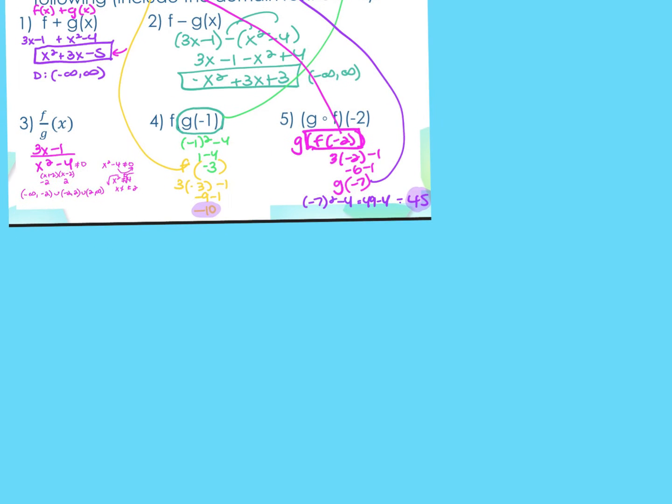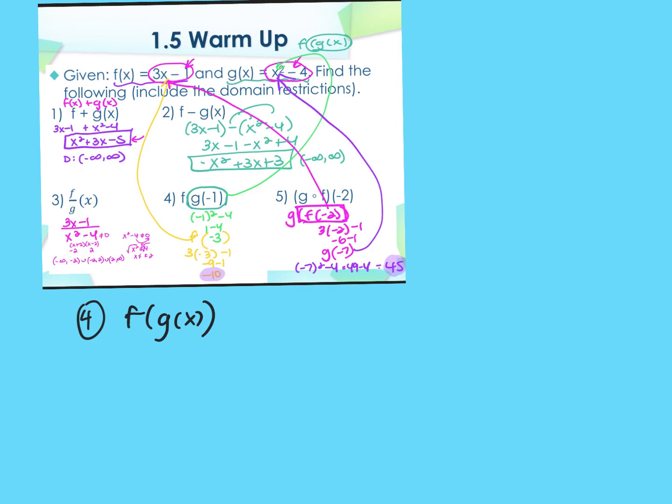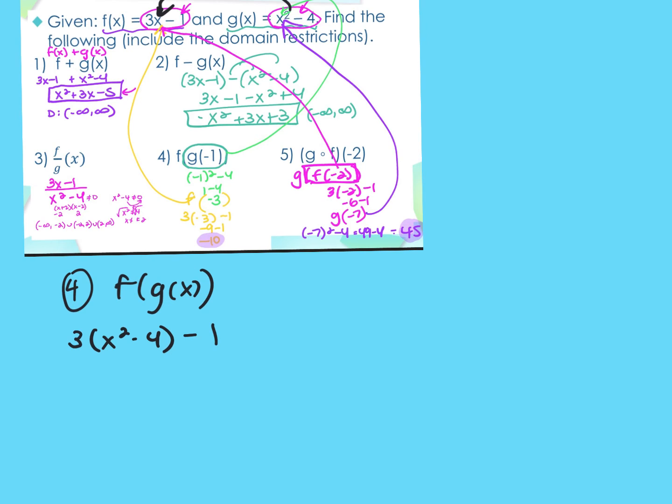So I want to go a little bit more into depth on something like number 4, especially to talk about the domain restriction. There are 2 ways to do number 4. One is to find f of g of x and then plug in the -1. So I could take f and plug g into it. I would take this and plug it into here and I'd get 3x squared minus 4 minus 1. That is f of g of x, right? I take the g of x and I plug it into the f of x. And then I could distribute it and combine my like terms, go all the way through.